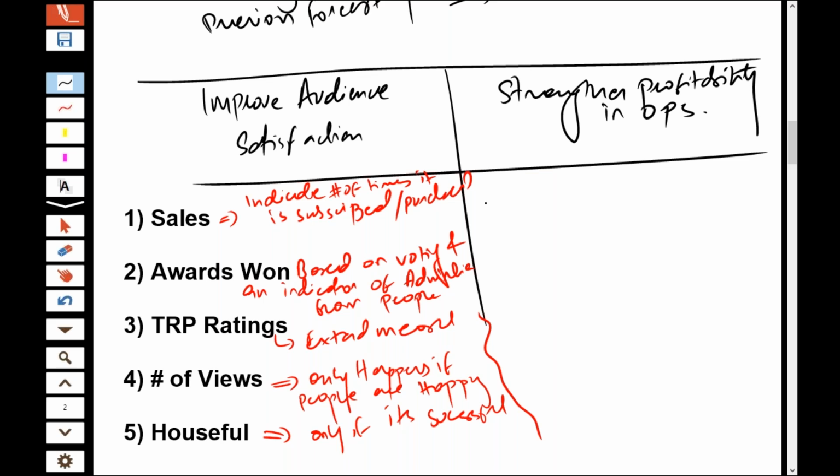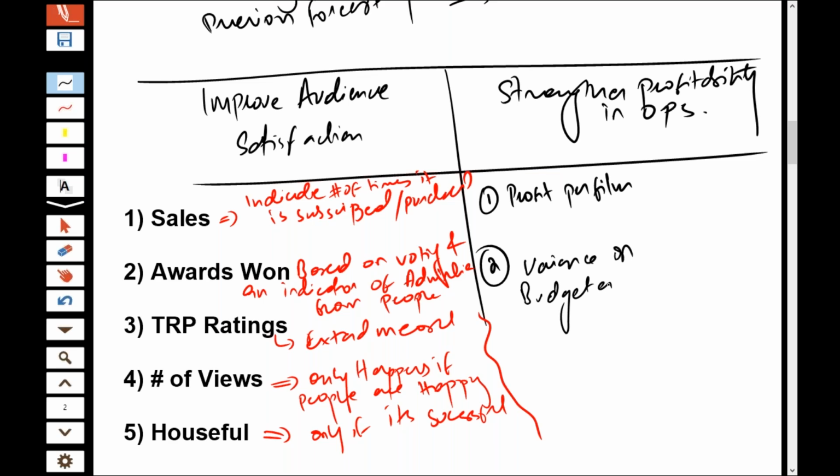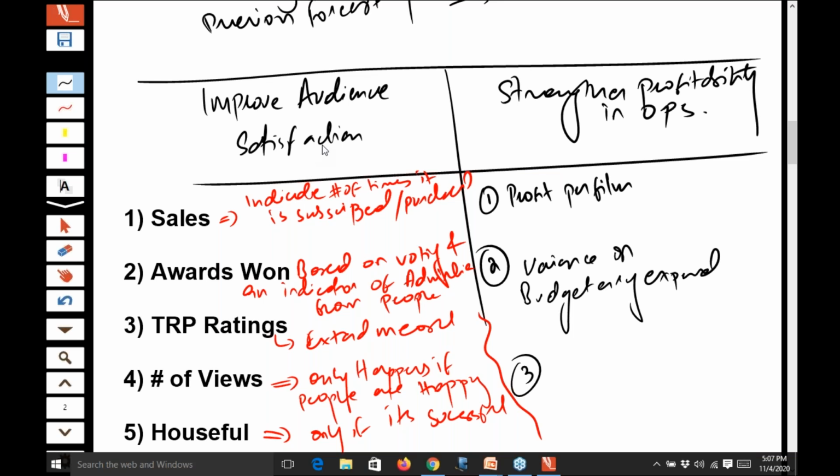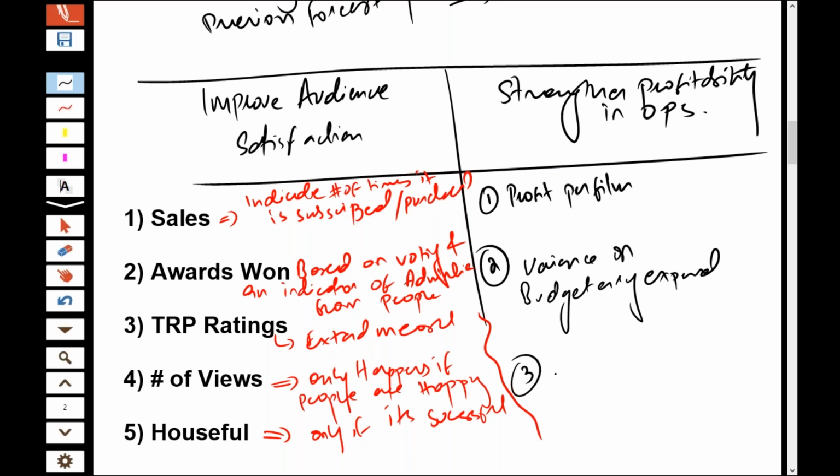So one of the performance indicators is going to be the profit per film. We have already calculated the existing profit. The second thing is variance on budgetary expenditures. Okay, a lot of you are saying time taken to produce the film. That is okay, not an issue. Margin comparison with industry.